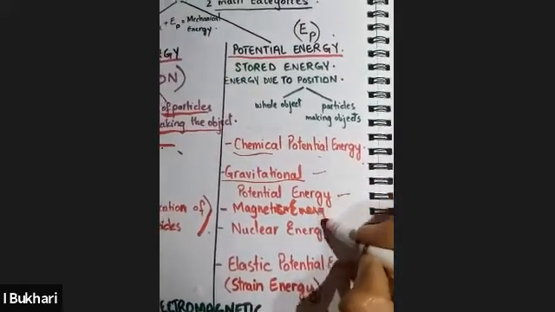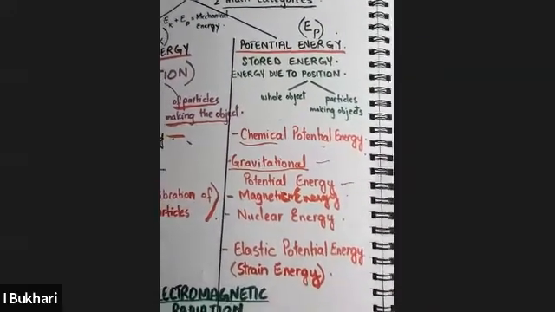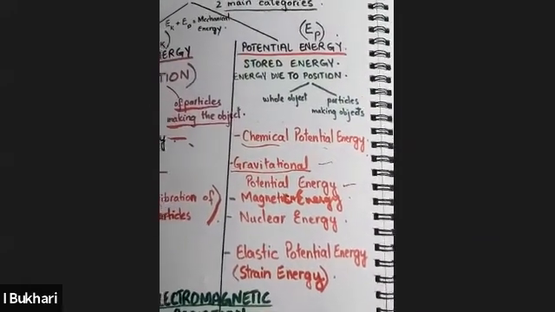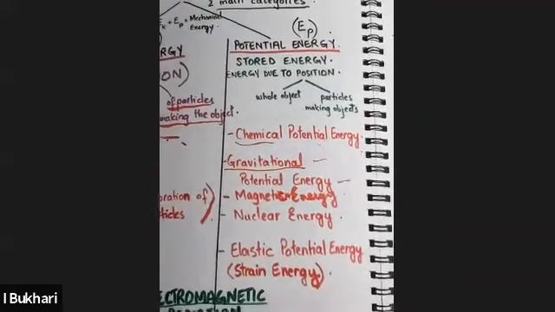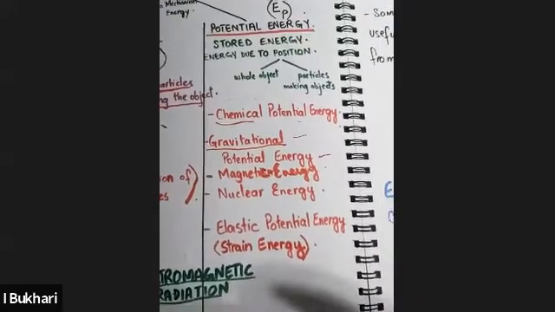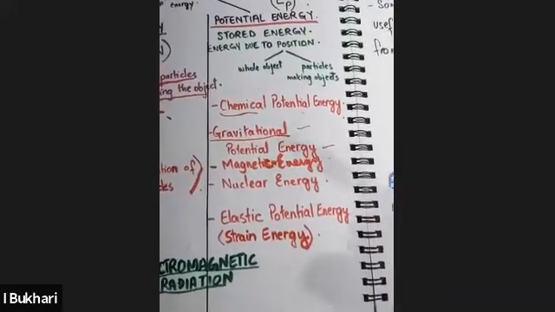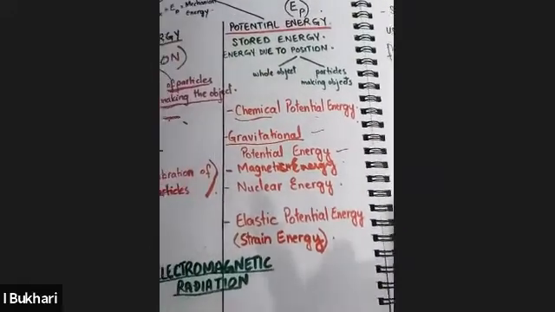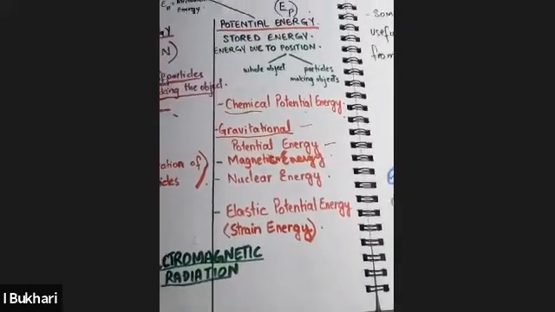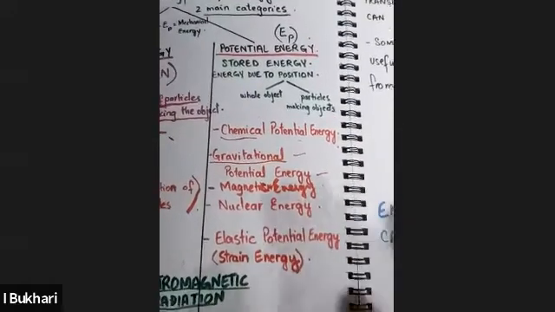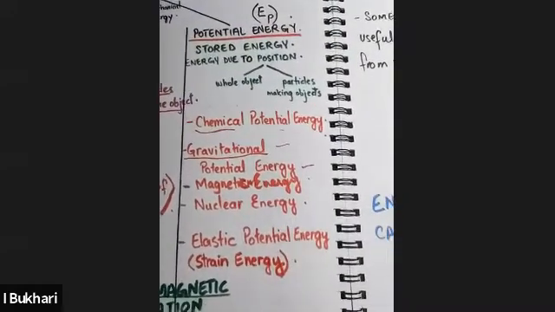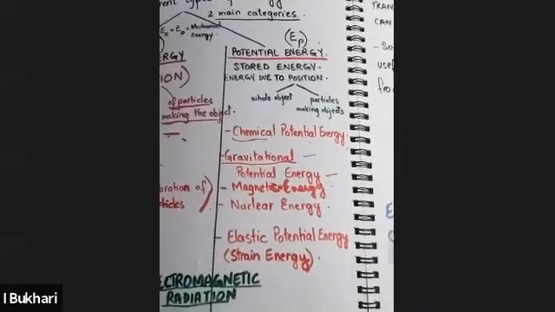Then we have nuclear energy. Nuclear energy, now I'm just introducing you very superficially. Nuclear energy is the energy which keeps the nucleus of an atom intact, meaning it keeps the protons together within the nucleus. Remember, the nucleus of an atom is made up of protons and neutrons. Because all the protons are positively charged, they tend to repel each other. But this nuclear energy is responsible for keeping them together in that small nucleus despite the fact that they are repelling each other.